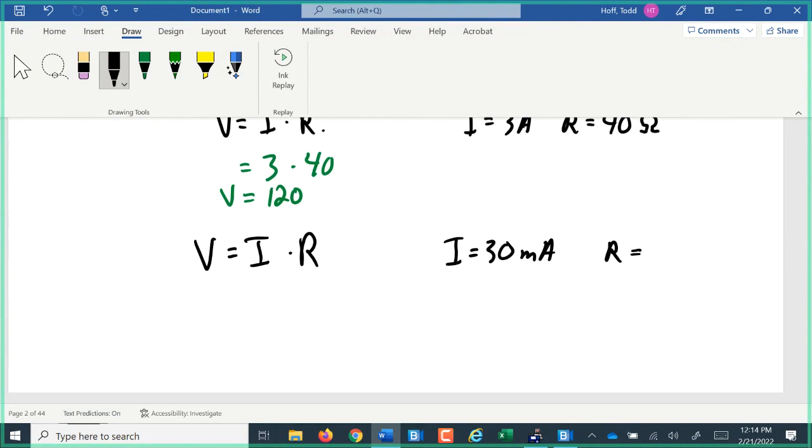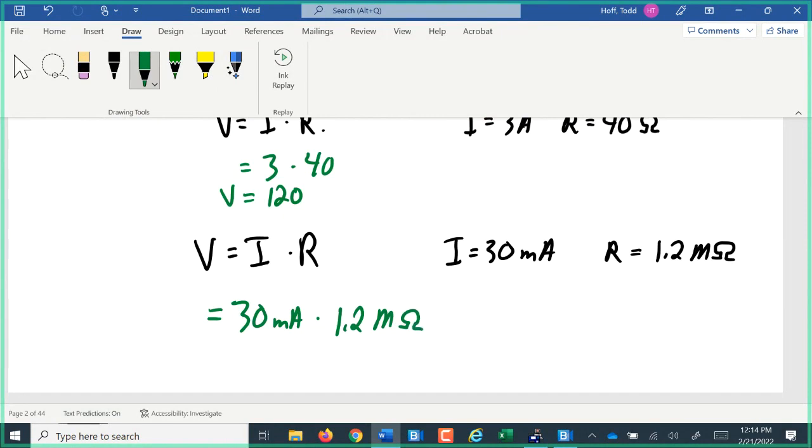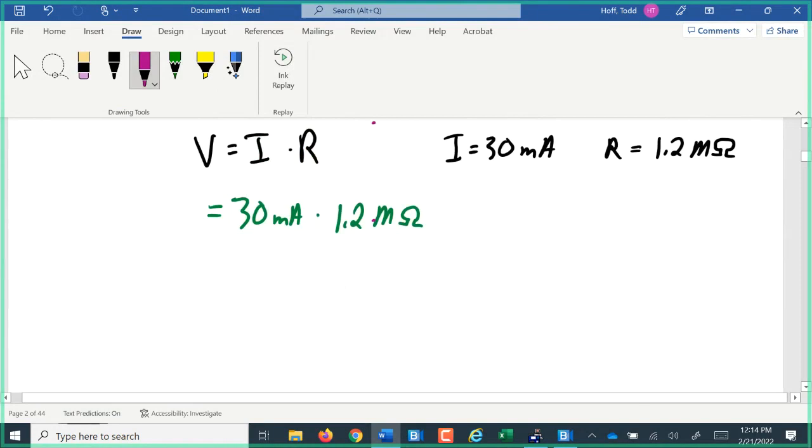We might have a resistance of 1.2 mega ohms. Now if we put these into the formula, we have to keep the units with us because they have meaning, numerical meaning. Milliamps times 1.2 mega ohms. That's very confusing. How do you account for the milliamps and mega ohms? Well, a lot of teachers, a lot of textbooks would tell you just turn it into 0.030 amps and 1,200,000 ohms and multiply them out that way, which works. And if that's how you like to do it, that's fine. But we can work right with the metric prefixes by using the engineering notation.